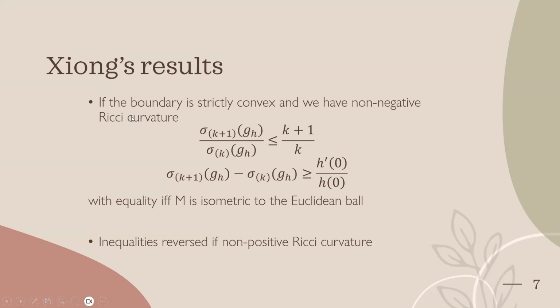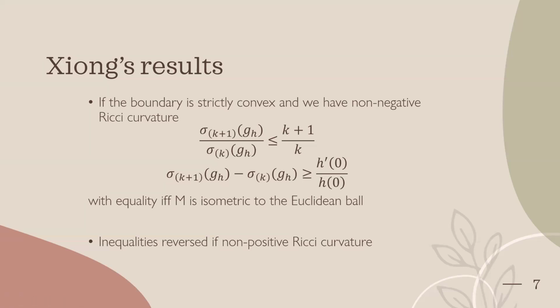So first, he proved that if the Ricci curvature is non-negative, then the spectral ratio sigma k plus 1 over sigma k is smaller or equal than k plus 1 over k. And for the spectral gap, he proved that sigma k plus 1 minus sigma k is greater than h prime in 0 over h evaluated in 0. And he also proved that we have equality in both cases if and only if our ball is isometric to the Euclidean ball. And for the non-positive Ricci curvature case, he proved the same inequalities, but they are reversed. So for the spectral ratio, it's a lower bound, and for the spectral gap, it's an upper bound.